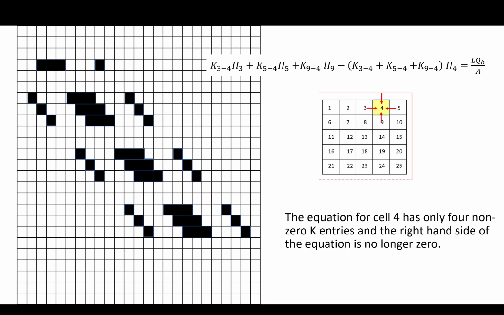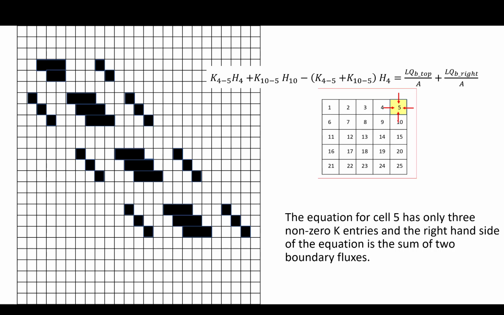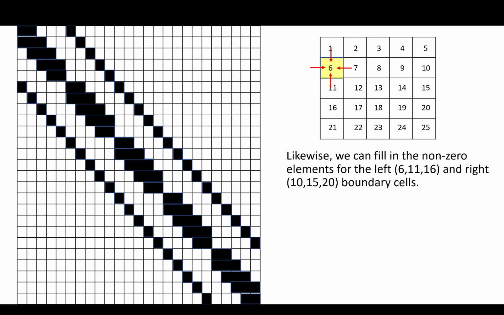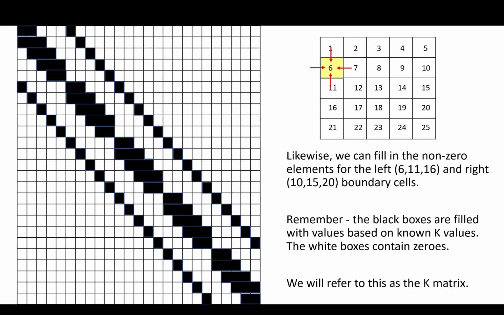We continue filling in the pattern, now filling in for cell 4 as shown. And we can also consider the corner cells, which only have 2 surrounding cells and flow potentially from 2 different boundaries. We can extend this for all of the top and bottom cells, and also the left and right boundary cells, thereby completing the black and white check pattern. This we'll then refer to as the K matrix as we move forward, remembering that all of the white cells have value 0 and all of the black cells are combinations of known K values.